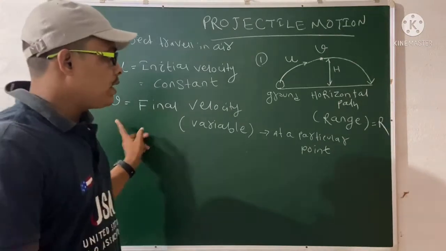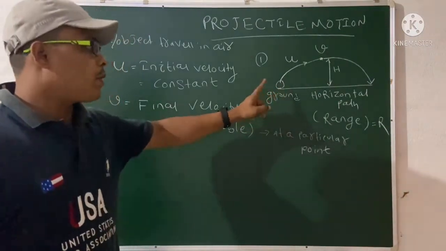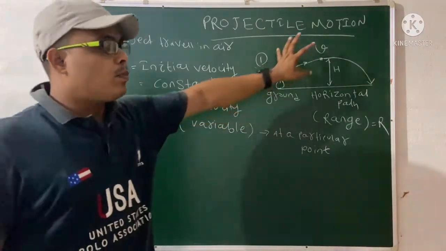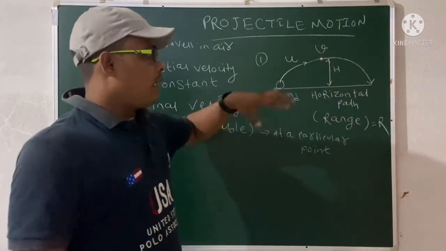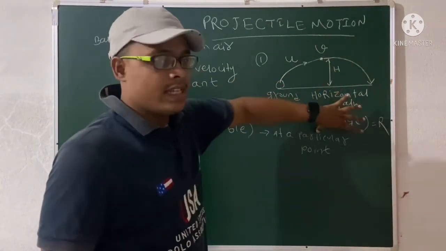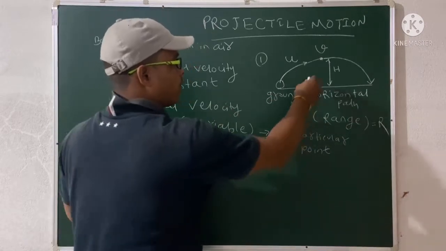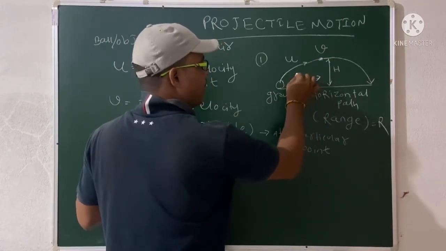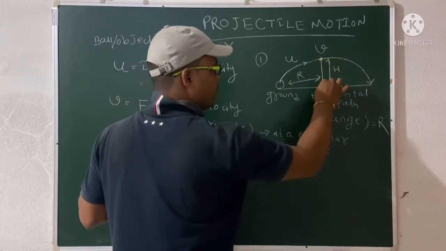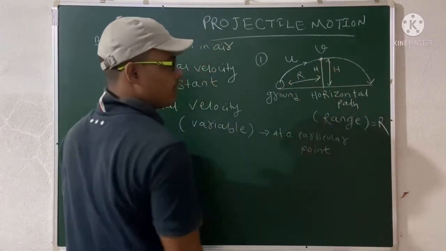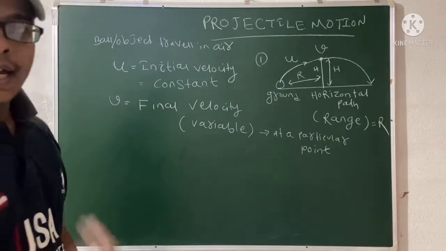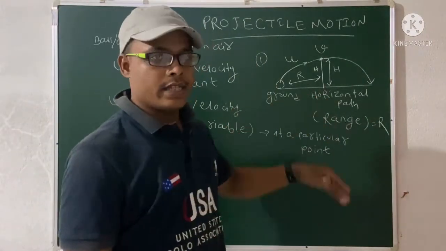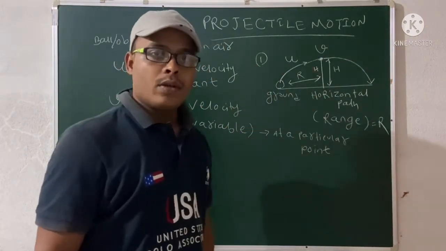We will calculate the final velocity at a particular point. But u is the initial velocity that will be provided to the ball, so that the ball will move in the air and go through a range, that is a distance. If we are considering this distance, this will be your R and this is your h. So this is the horizontal and vertical path. u is the initial velocity and v is the final velocity.